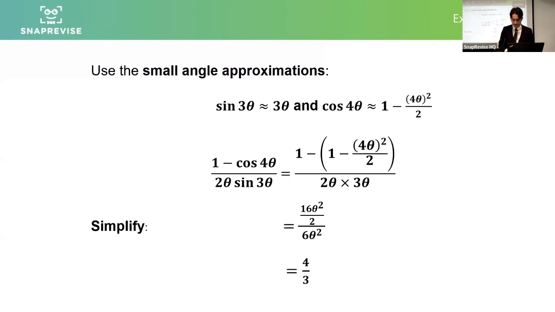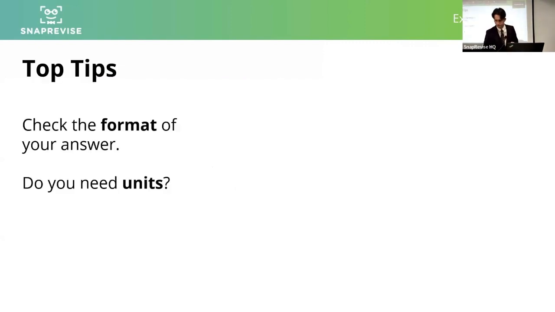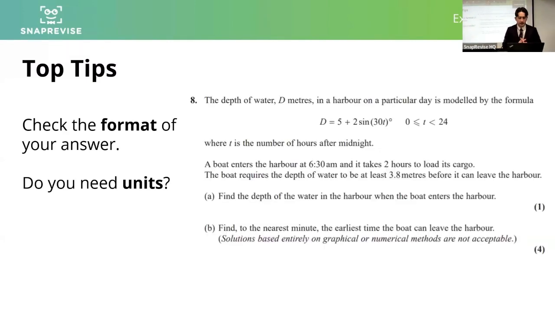Right, so let's keep going. Yeah, cool. So for this one here, we're told that the depth of the water in a harbour on a particular day is modelled by this. You're given that D is equal to 5 plus 2 sine 30t, and t is the number of hours after midnight. A boat enters the harbour at 6:30, takes 2 hours to load its cargo, and it requires a depth of water to be at least 3.8. Find, to the nearest minute, the earliest time.